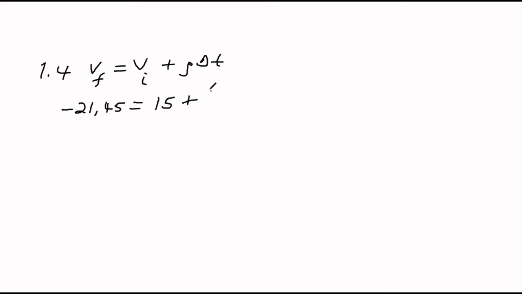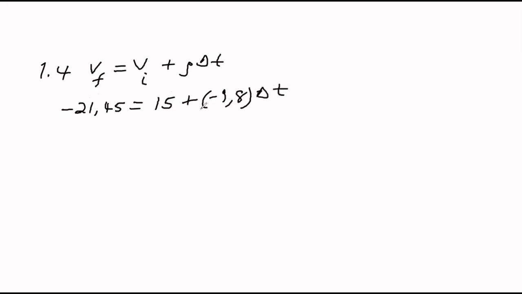Question 1.4, we need to calculate the time taken by the object in the air. Time taken by the ball in the air. So which formula to use? We can use this formula: V final equal to V initial plus G delta T. Okay, let's substitute. We know the final velocity we calculated, it is negative 21,45. We take down as negative. The initial is upwards, it is positive 15. G is downwards, it is negative 9,8.